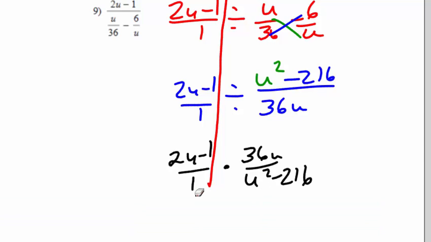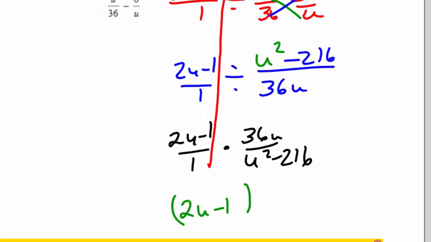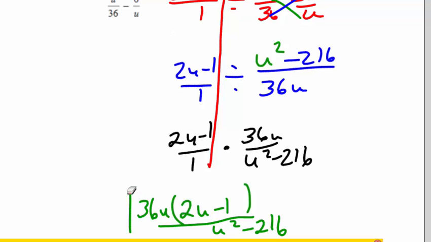Well, here you would look and see, can I possibly factor this? Is there any way to possibly factor that? Well, the only way that this would factor is if it was a perfect square. Well, 216 is not a perfect square, meaning it's not square rootable. So if I can't take the square root of 216 and give me a whole number. So my problem is just now put these together, and that would be the answer. So 2u minus 1, and then 36u all over u squared minus 216, and there's the answer for 9, and done.